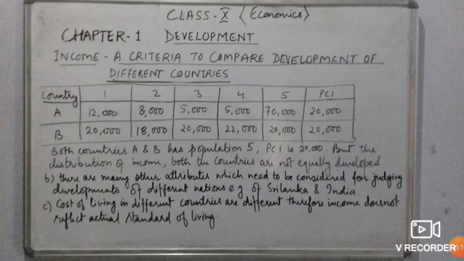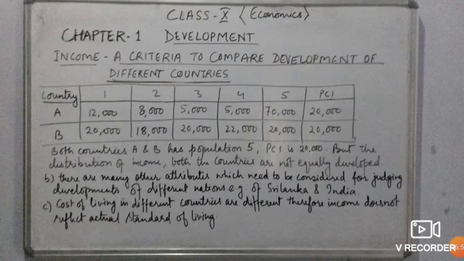But if you see the figures, the income earned by each person in these countries, you'll find that country B is comparatively better in terms of development. The reason being, the persons in country B have more or less the same or equal incomes, whereas in country A you'll find that there is a huge gap. Only one person is earning a very good income, that is 70,000, and the rest of the people have income ranging from 5,000 to 12,000.